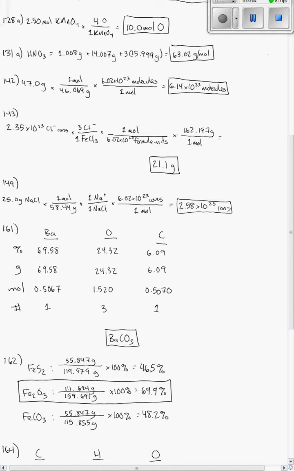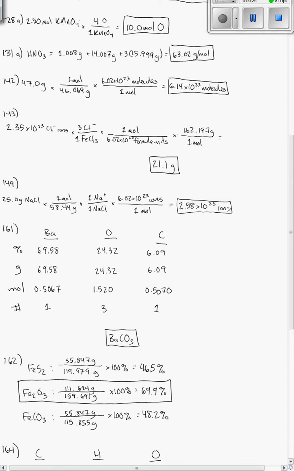Number 128A involves us using something called a mole ratio. And a mole ratio is another type of conversion factor. In this case, it's going to allow us to go from moles of potassium permanganate, KMnO4, to moles of oxygen. Now you get the mole ratio here by looking at the chemical formula of KMnO4.